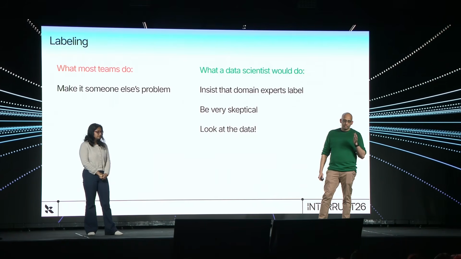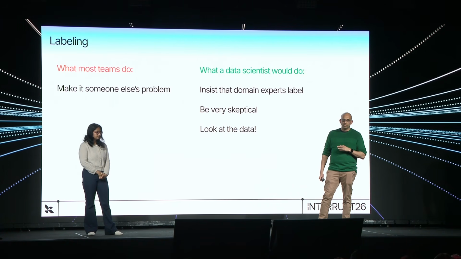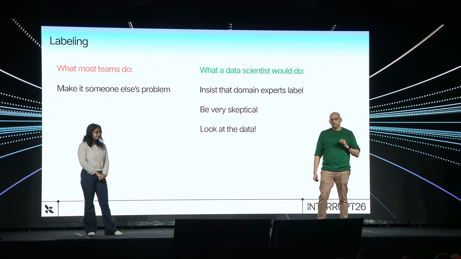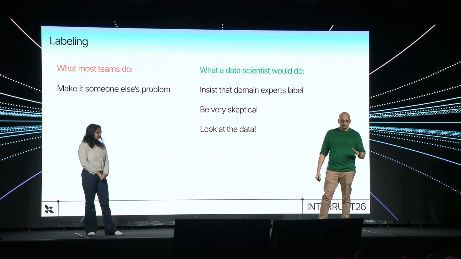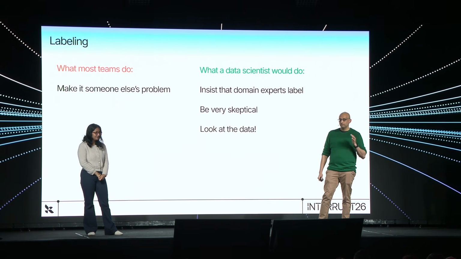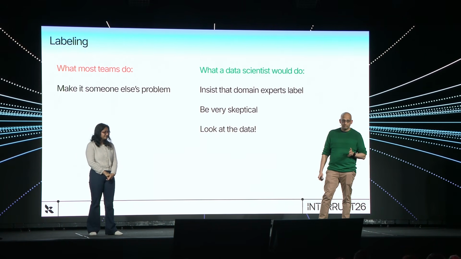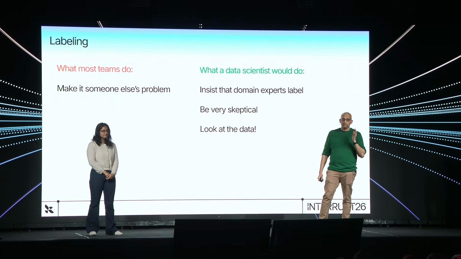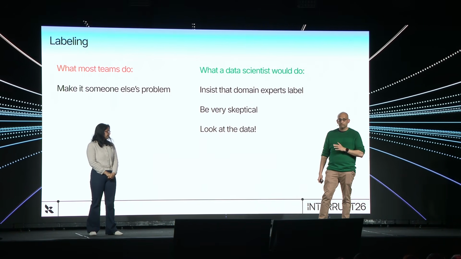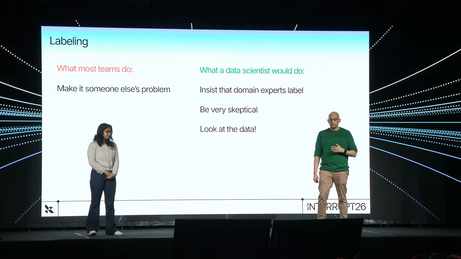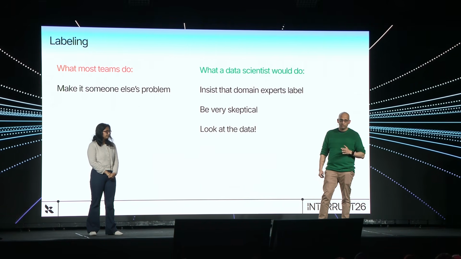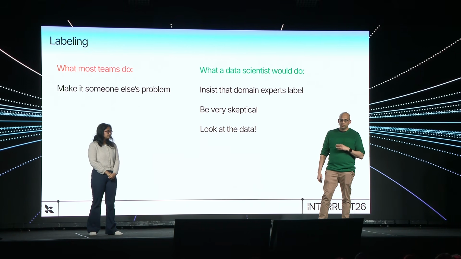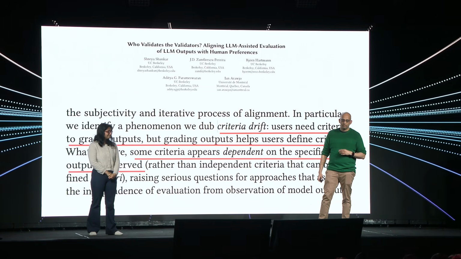So most teams make it someone else's problem, but putting your data science hat on, don't trust anything. You don't trust the labels. Don't trust the people labeling the data. You make sure whoever's doing the labeling actually has the domain expertise, and then you need to look at the labels, because oftentimes there's some kind of problem in what's happening that you are not anticipating.